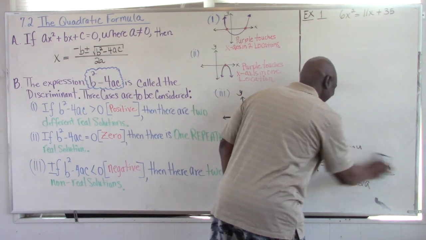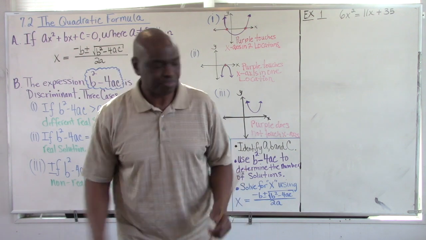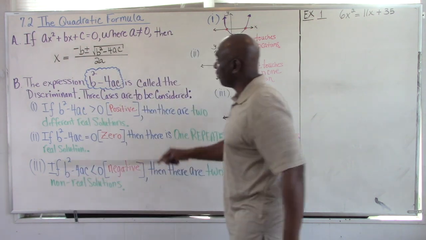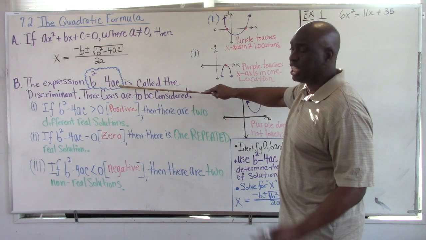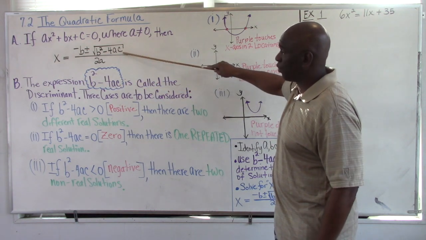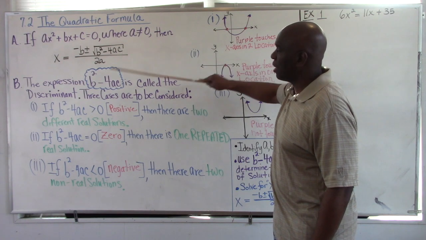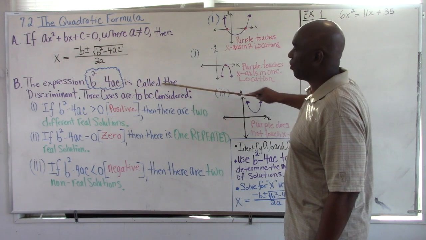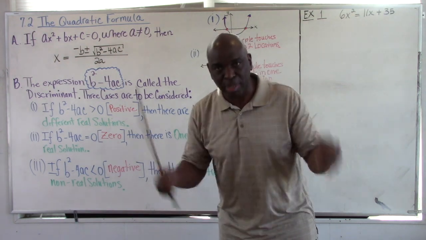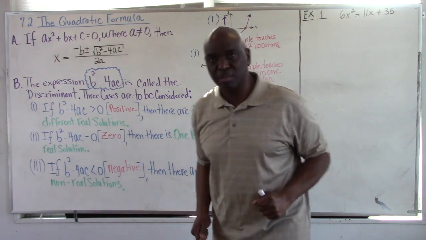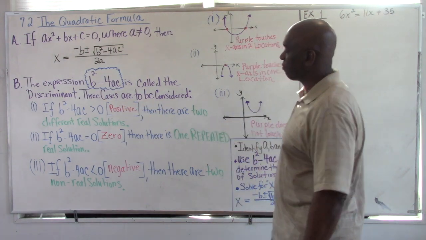All right. So that's the quadratic formula. And then there's the expression b squared minus 4ac. Notice that's within the radical of the quadratic formula. That's under the radical, isn't it? Yes, it is. B squared minus 4ac is called the discriminant. It discriminates. There's a judgment being made here. The discriminant. And there are three cases to be considered.